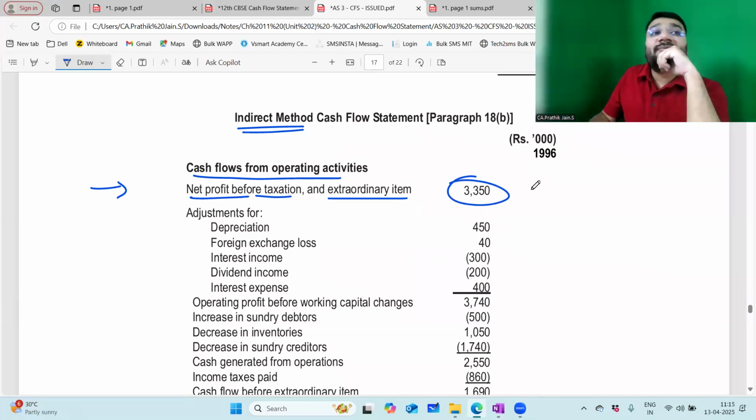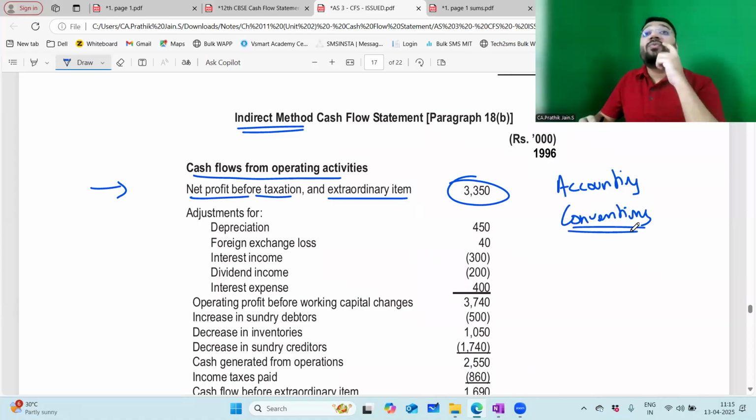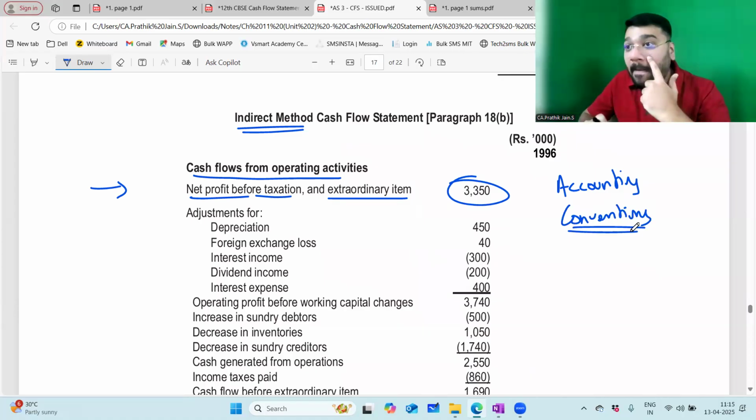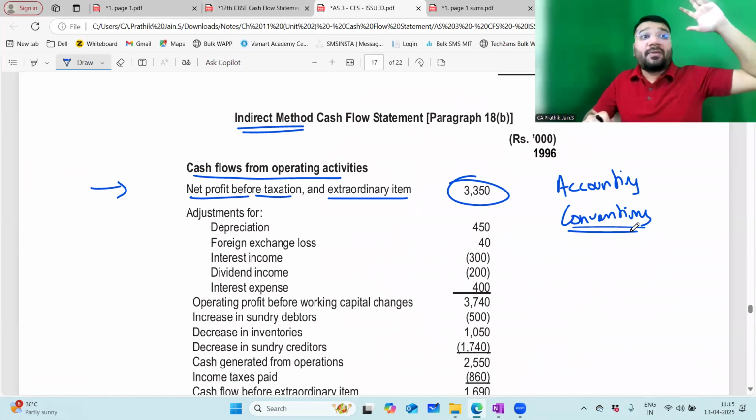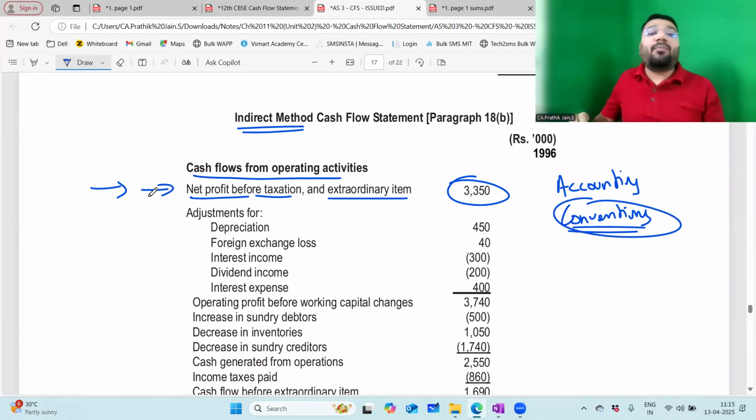I taught you one word in the starting of this intermediate class. What is that? Accounting conventions. What are accounting conventions? Conventions are the practices that people in those days were following, and we just adopted those practices as they are. In the same way, this format of the cash flow statement is nothing but a convention. People started with net profit before tax and extraordinary items as a starting point, so we took this as a starting point.